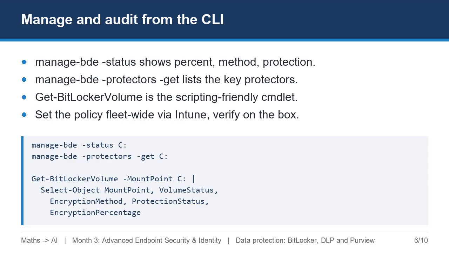You'll configure BitLocker across the fleet with an Intune disk encryption policy, but you verify it on the device. manage-bde -status shows the percentage encrypted, the method, and whether protection is on. manage-bde -protectors -get lists the protectors, the TPM, the numerical recovery password, and so on. And Get-BitLockerVolume is the PowerShell native cmdlet, which is far nicer when you're scripting reports across many machines. Learn all 3, you'll use them constantly.